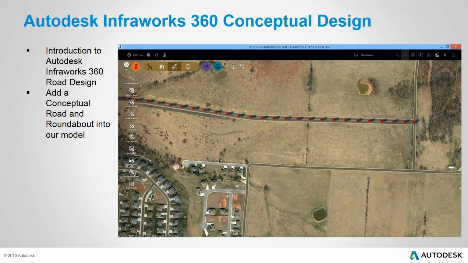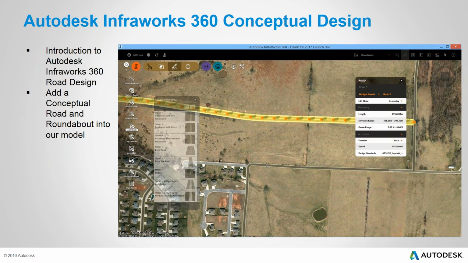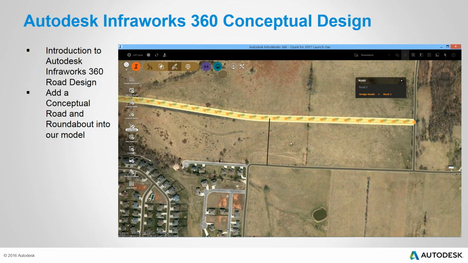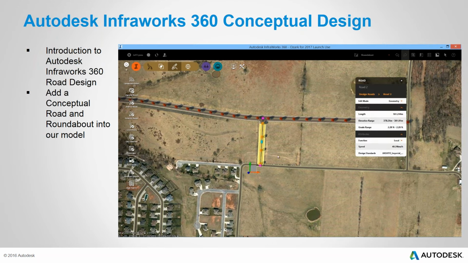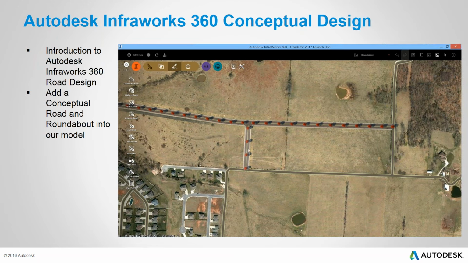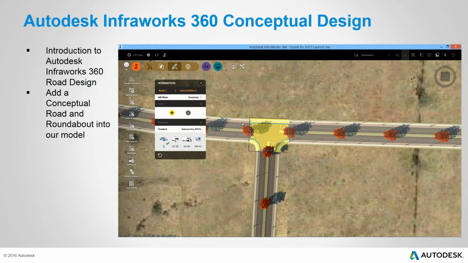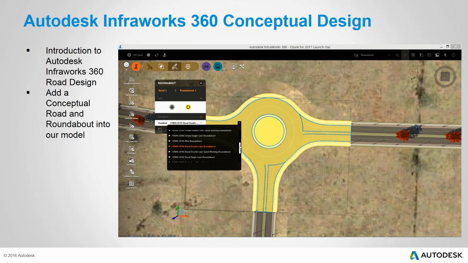Then we're just going to design in a second leg, and that will then give us an intersection that we can start editing. So once that's done, select the intersection item just by clicking, and we can change that to our roundabout style. And then we can change the style of that roundabout as well.